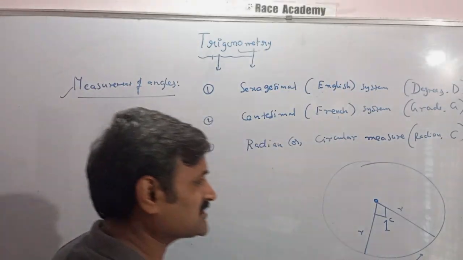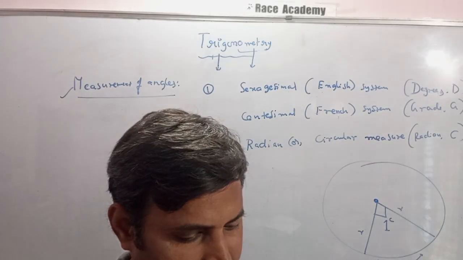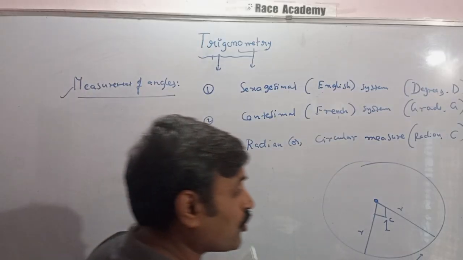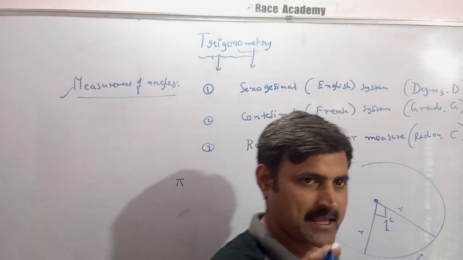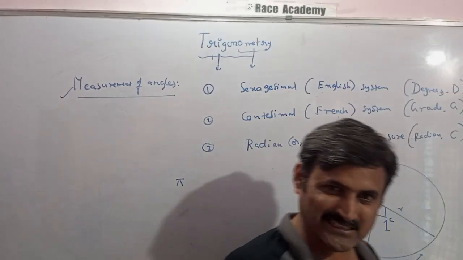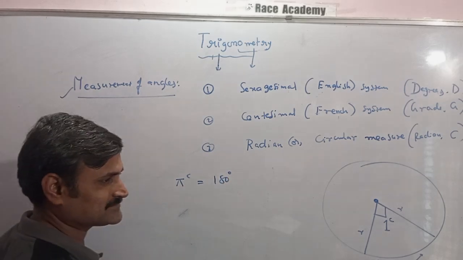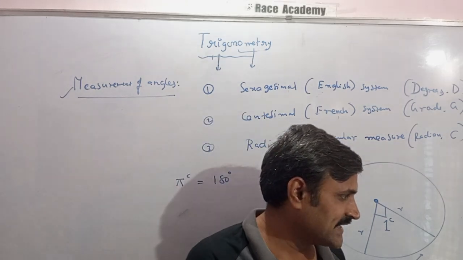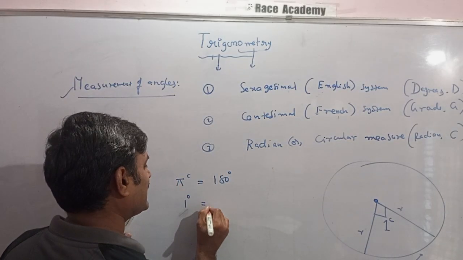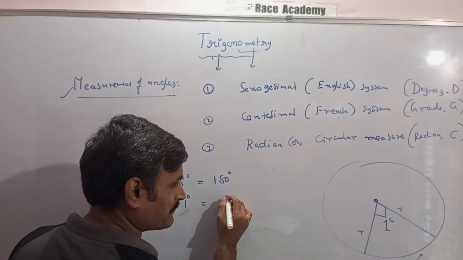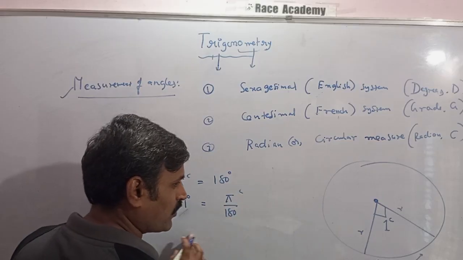Now in this particular case of radian calculations, the relation you want to know is this: pi radians is 180 degrees. Pi radians is how many degrees? 180 degrees. Or 1 degree is equal to how many radians? That is pi by 180 radians.